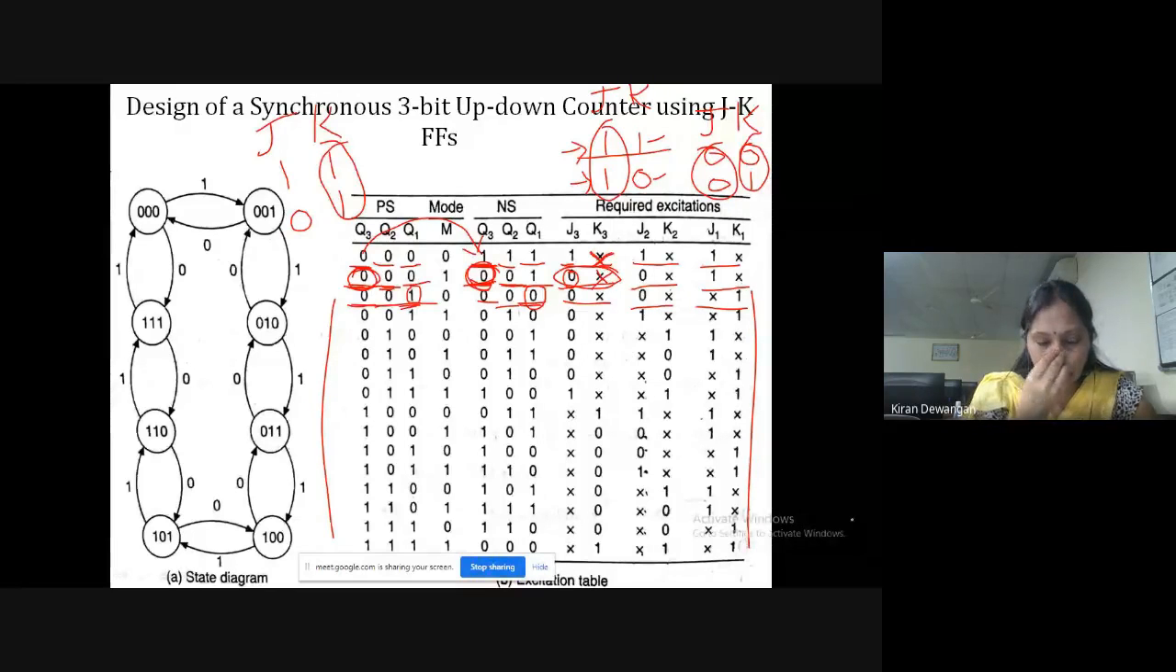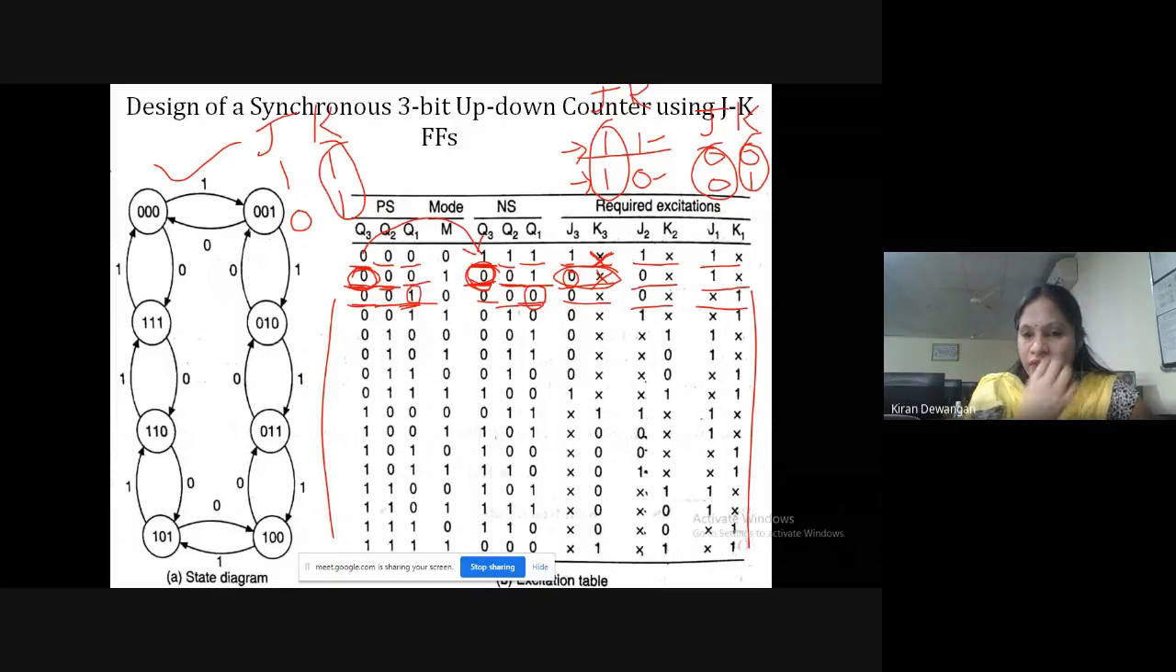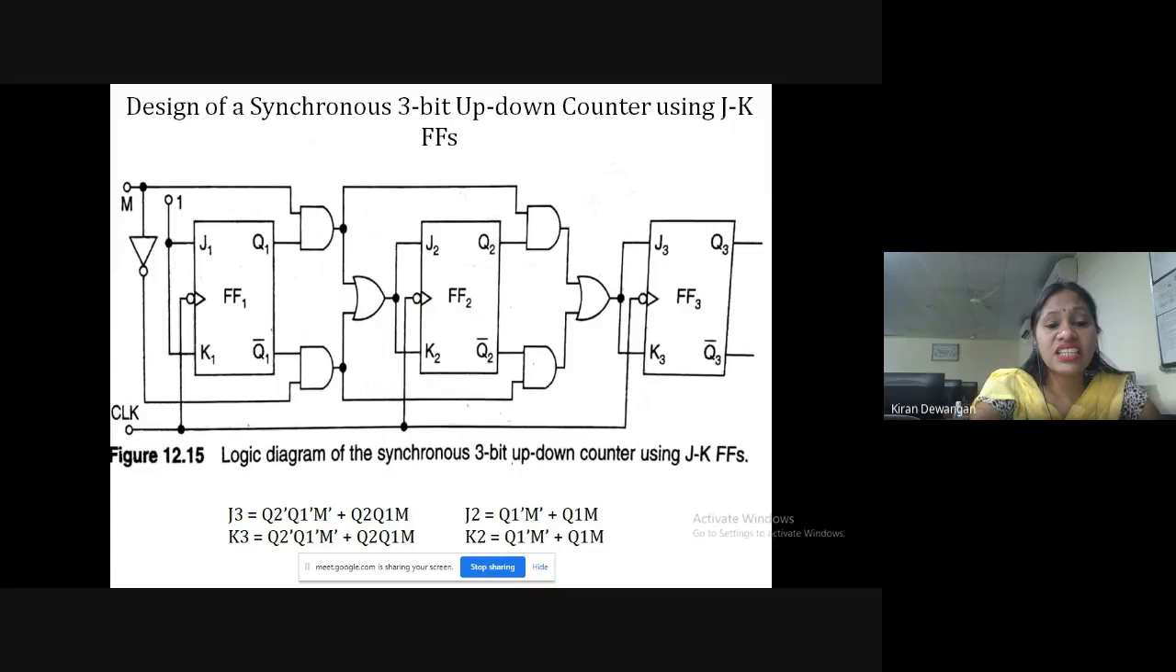So I guess that you people will be able to write the complete excitation table based on the state diagram. Now, since we have written the excitation table, we'll find out these expressions. ये expressions बहुत important है. J3, K3, J2, K2 and J1, K1. With the help of these expressions only, we'll be able to design this diagram.